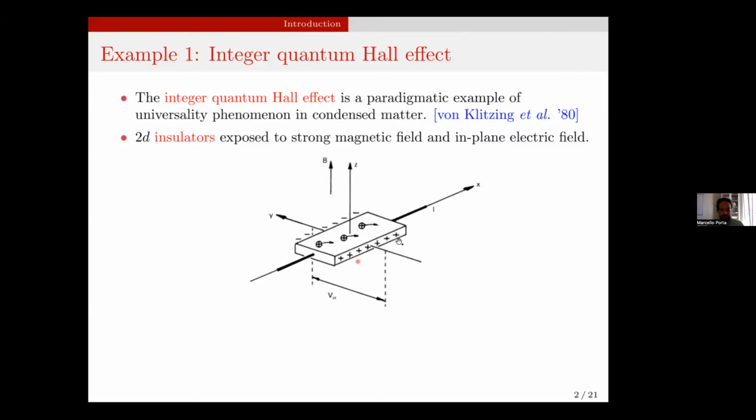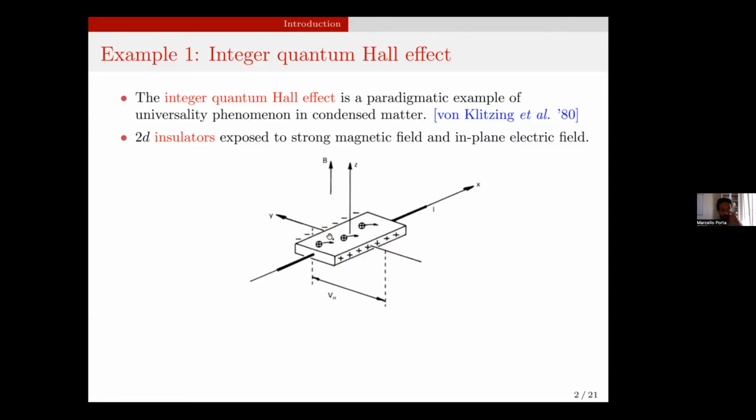And the experimental situation is the one you see in this picture. We have a very thin material which is exposed to a transverse magnetic field and to an in-plane electric field along this arrow here. Okay, so if you just accept classical electrodynamics, then what you expect to observe is that there's going to be an accumulation of opposite charges on the two sides of the slab. Okay, and then there's going to be a voltage drop because of this.